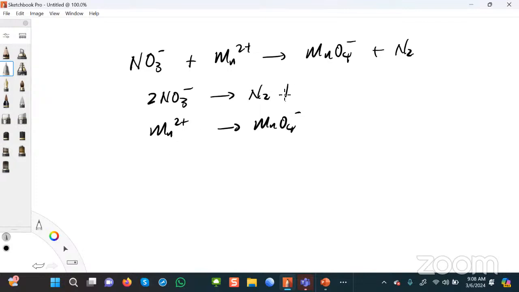Oh, I was about to say 6 H2O to this side right here. What about the second half equation? So 4 H2O would be added to that side. Okay, next step. 12 hydrogen ions. Remember, it's hydrogen ions, right? What about the second half equation? 8 hydrogen ions. Very good. What next?